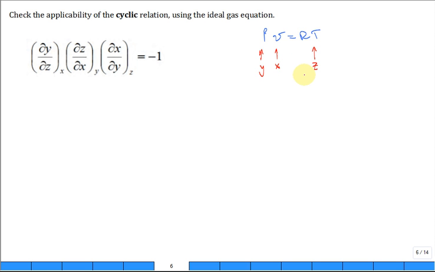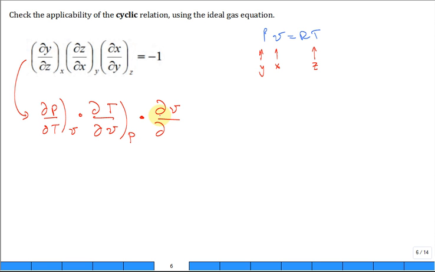T is the default already. So now I go ahead and translate this. The partial of pressure with respect to temperature, holding V constant. Did I do the first part right? Multiply that by the partial of temperature with respect to specific volume, holding pressure constant, multiplied by the partial of V with respect to pressure, holding temperature constant, and now I want to find out if that truly is equal to -1.